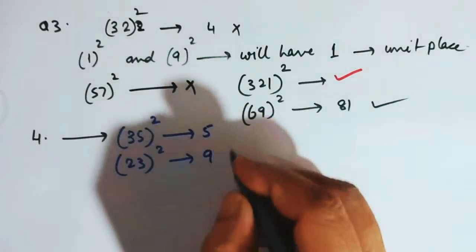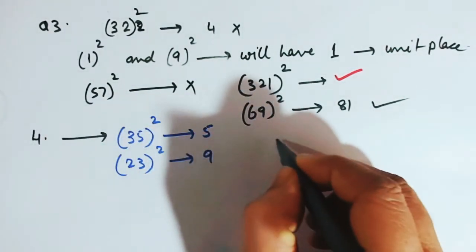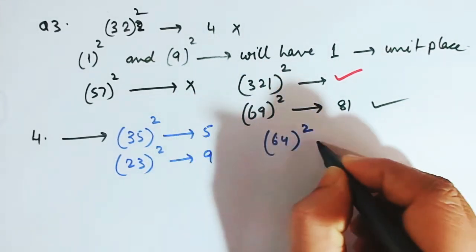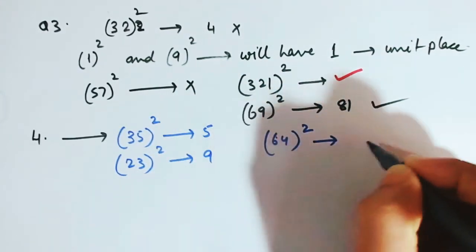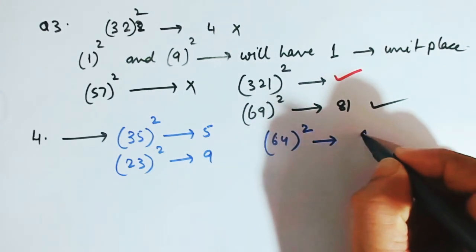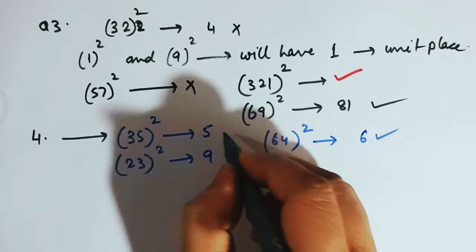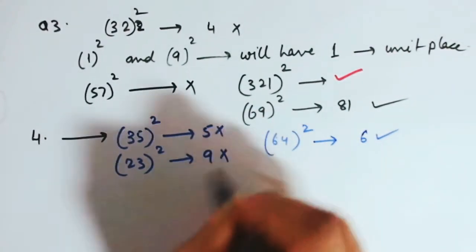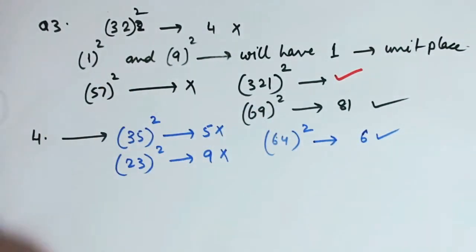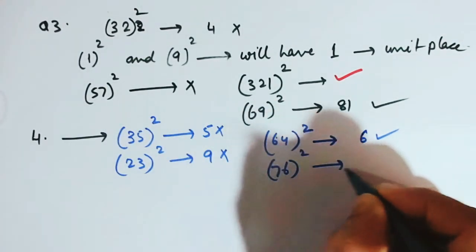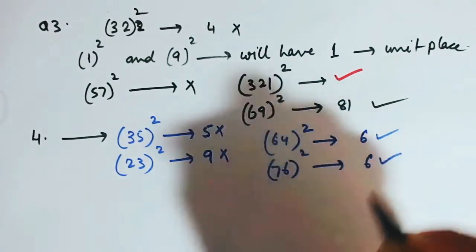Okay. Now 64. Let us take 64. So 64 square will have 6 in its unit place. Of course, will have 6 in its unit place. This is not 6, this is not 6. Similarly, 76 square will have 6 6s are 36 in its unit place.